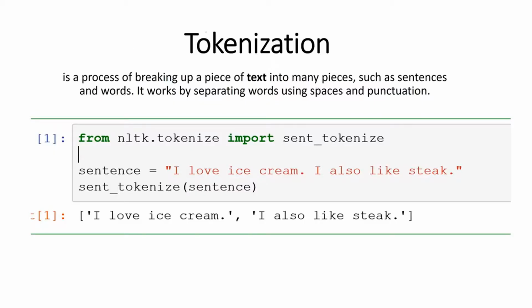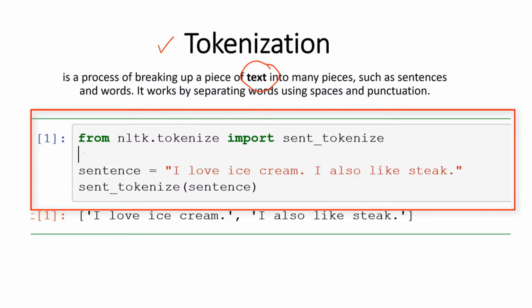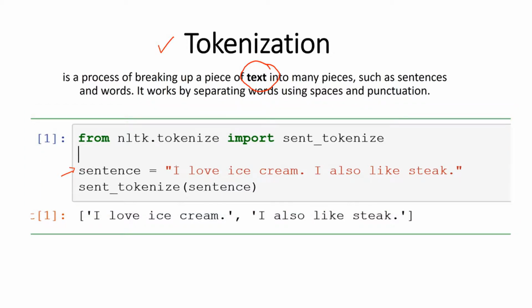All right, in this lecture, let's talk about what tokenization is. Tokenization is very easy to define and understand. It's more difficult to implement. It's the process of breaking up a piece of text, now that's the key word, into many pieces. Down here, you'll see this is actually an example of tokenizing a paragraph because we have two sentences. We can actually also tokenize a sentence into its distinct words. All right.